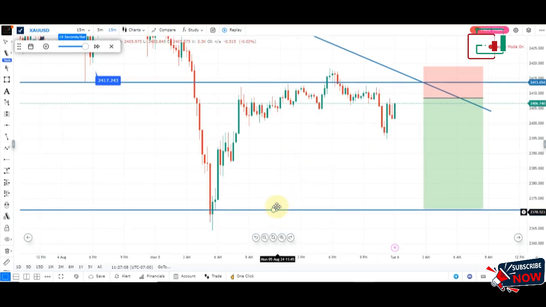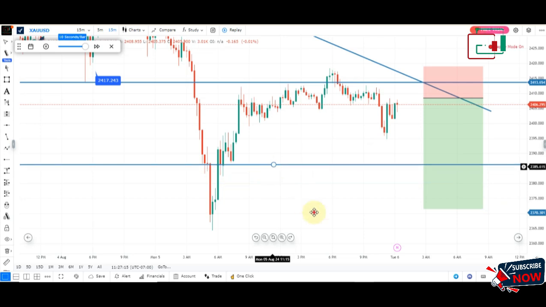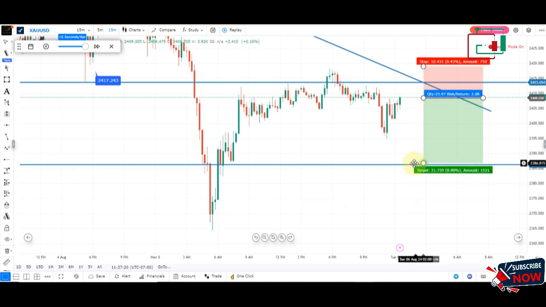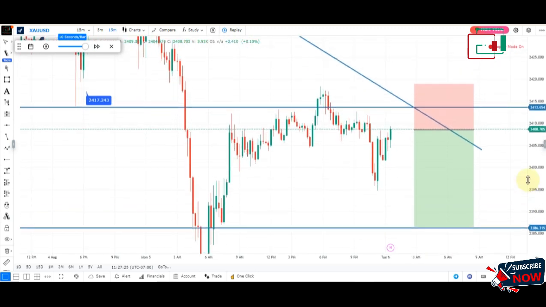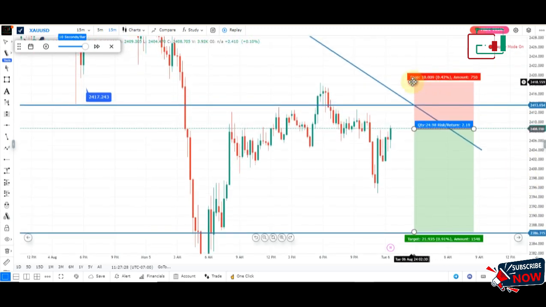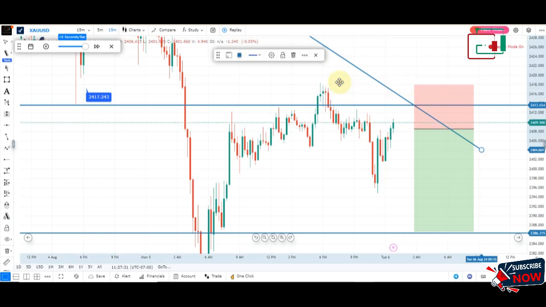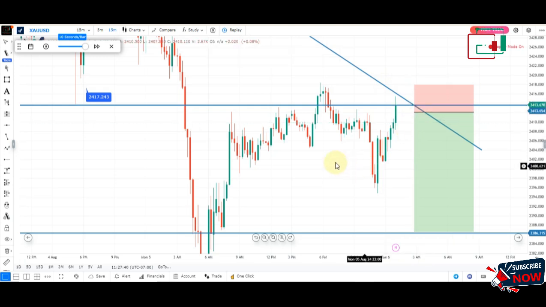We shall target in these areas as our next support, or our target for these sales here, if we get a selling opportunity anyways. Our stop loss, like I said, will be above the trend line a little bit. So we're waiting for market to touch our trend line, and then we get some sales.